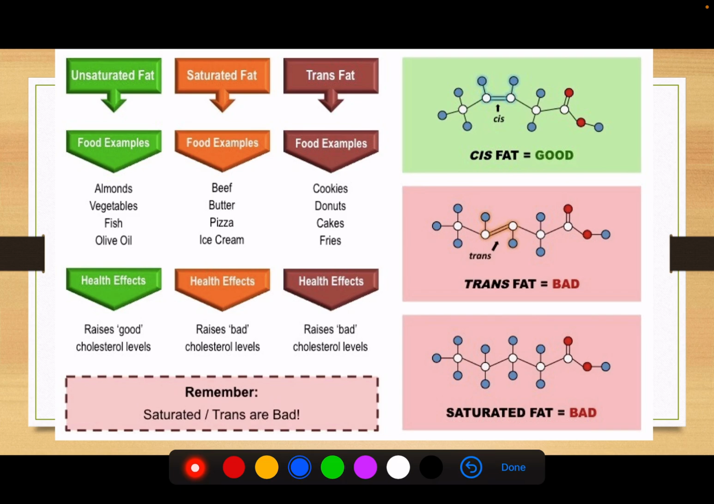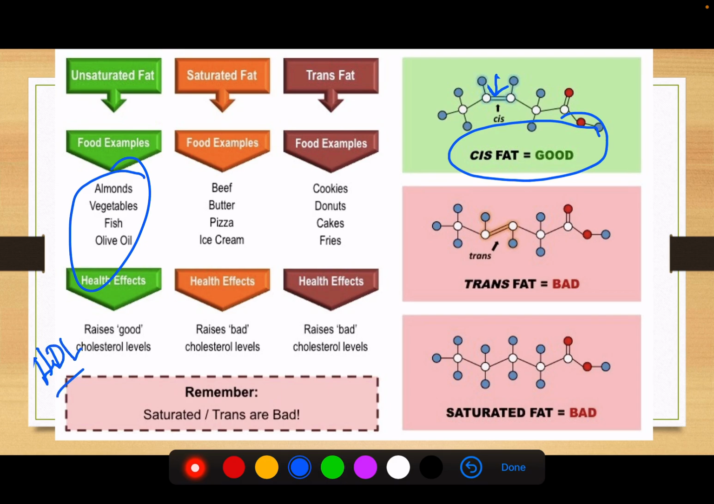Unsaturated fats, so when we have our good, nice cis unsaturated, right? We are not holding as many hydrogens as we could because of that double bond. We've got some examples of substances that are high in unsaturated fats. They're very good. They actually raise your HDLs, your high density lipoproteins. You want that to be up, okay? That's your good cholesterol.